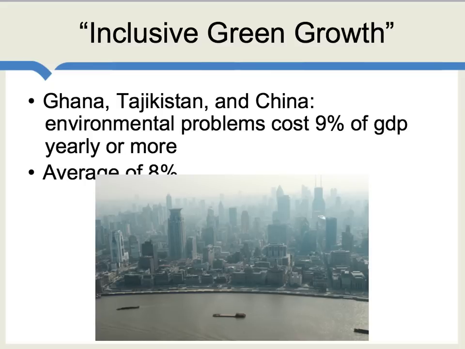It's also becoming more widely recognized that pollution itself may damage economic growth. A recent World Bank study looked at Ghana, Tajikistan, and China, and it found in those countries environmental problems may cost 9% of GDP a year, or possibly more. For the countries surveyed, the average cost was about 8% of GDP. Below you see a picture of Shanghai. This is air pollution in Shanghai, and in general in Chinese cities, air pollution is a very serious problem, as it is in many Indian cities. One example of the economic costs of this air pollution is that it makes people less productive, it leads to them having greater health ailments, and overall this lowers economic output.